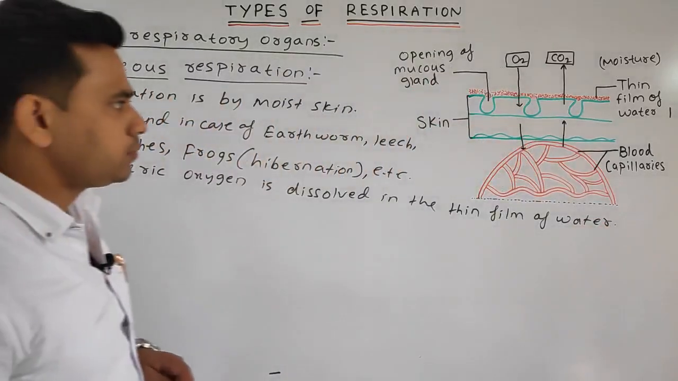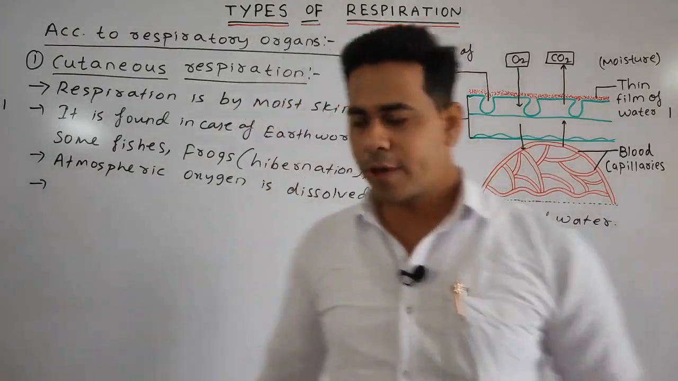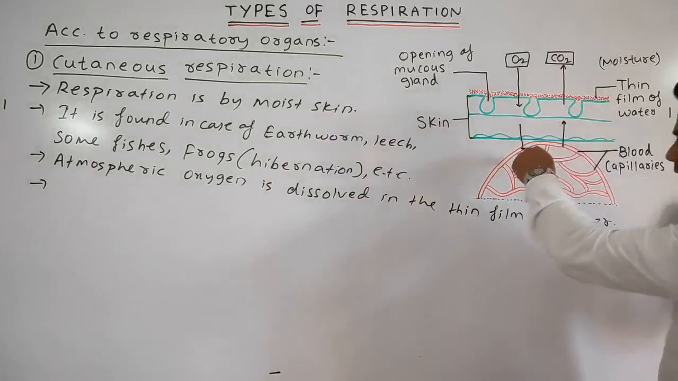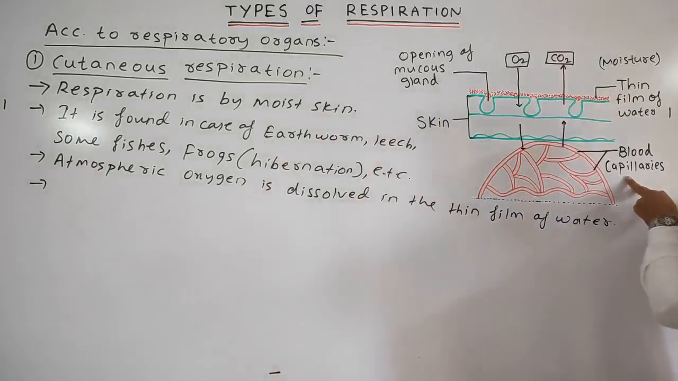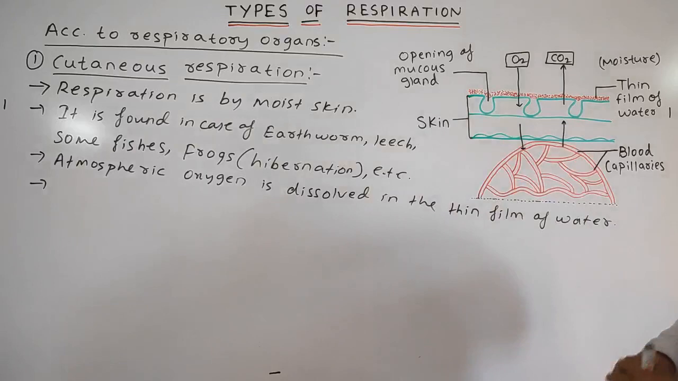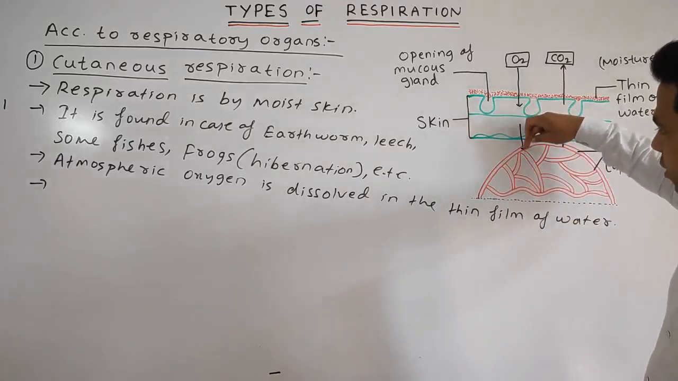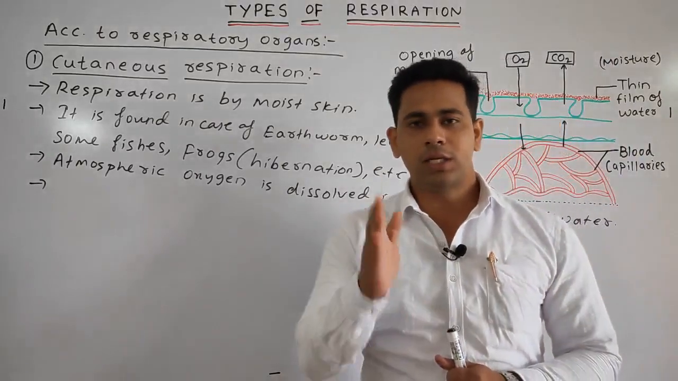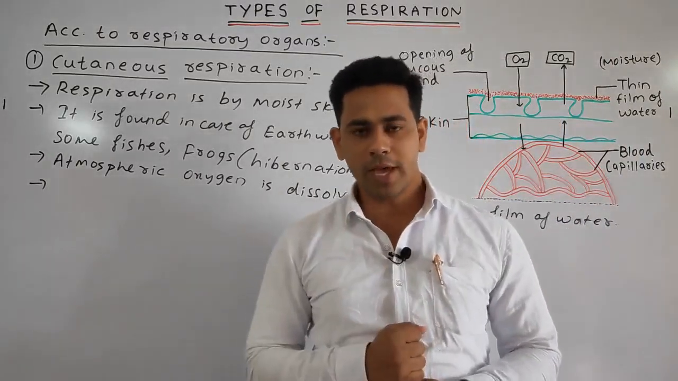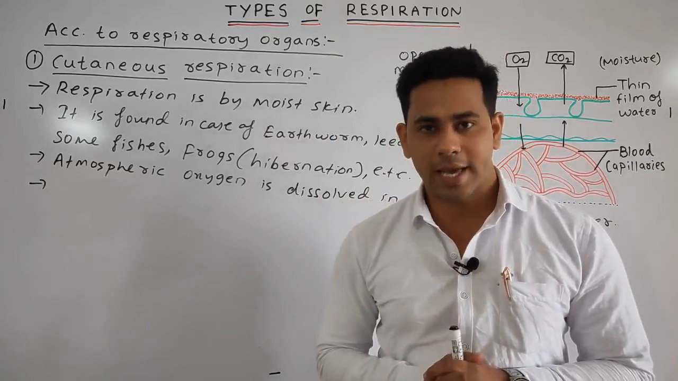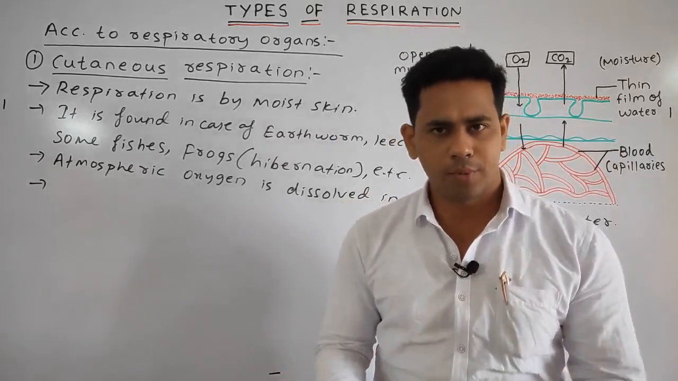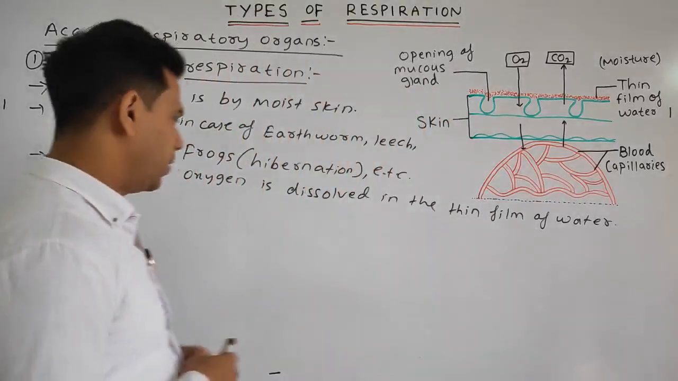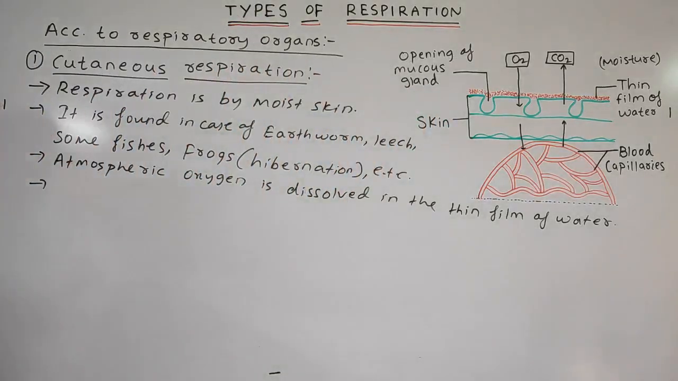Next, from this dissolved oxygen, the oxygen then enters into the blood. These are the blood capillaries in which the blood is flowing. So the oxygen enters into the blood and is bound with the oxygen carrying pigment, such as hemoglobin, hemocyanin, hemoerythrin, etc. In our case, hemoglobin. So we can write our next point.